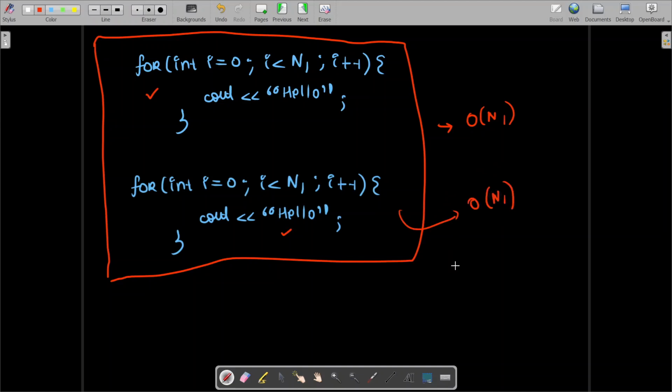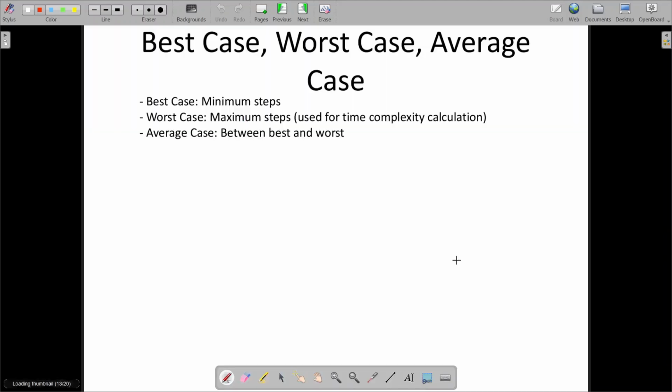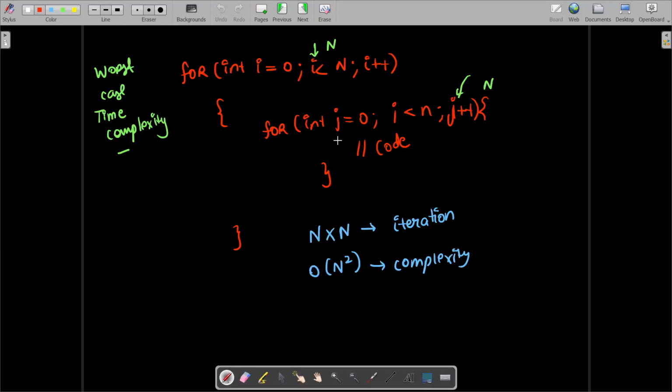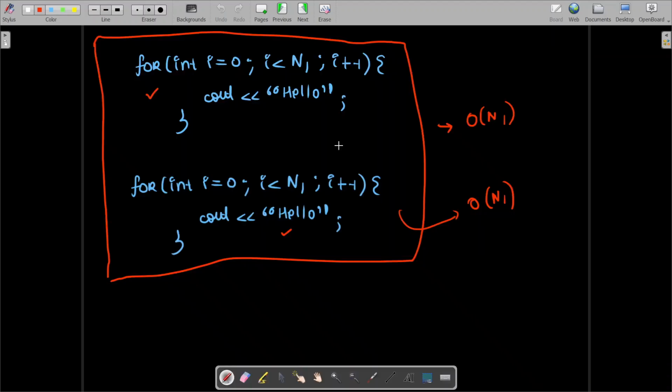No, no, no. Try to understand. Last time I wrote nested loops. This was nested, and this time I wrote it separately. That's the difference, right? Now they will be added.